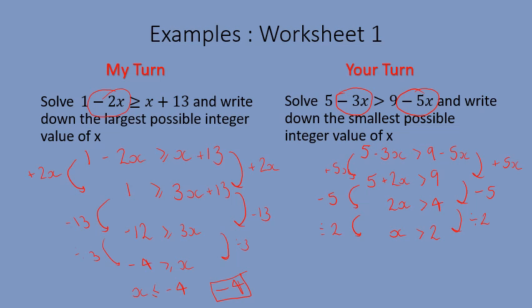It can't be equal to 2. So my integer values that it could be is anything greater than 2. So 3, 4, 5, 6, and so on. So it says write down the smallest possible integer value. So it can't be 2. So the next smallest integer value it could be would be 3. So my final answer for that one is 3.